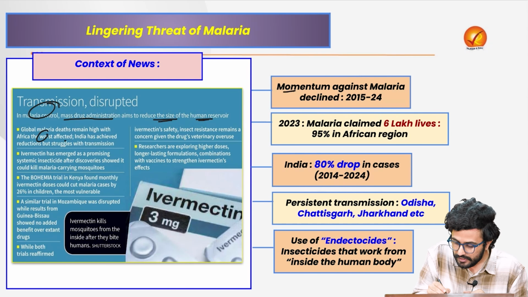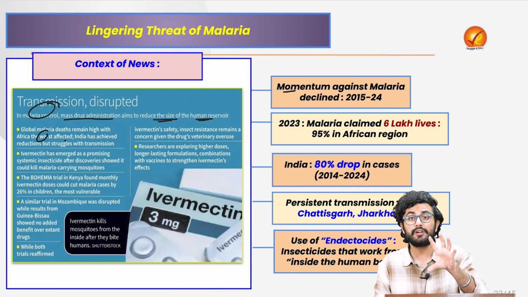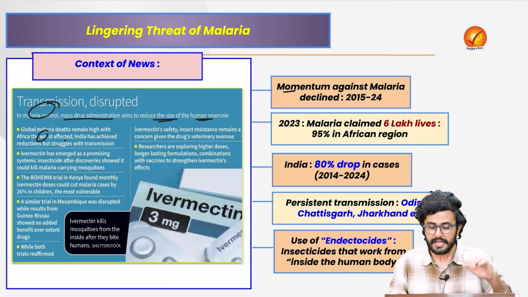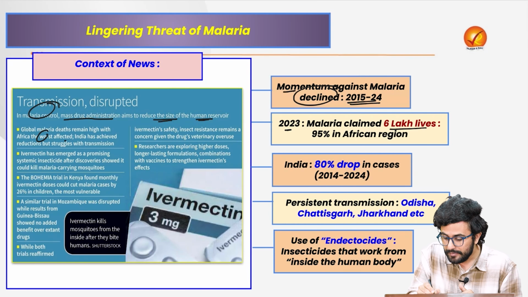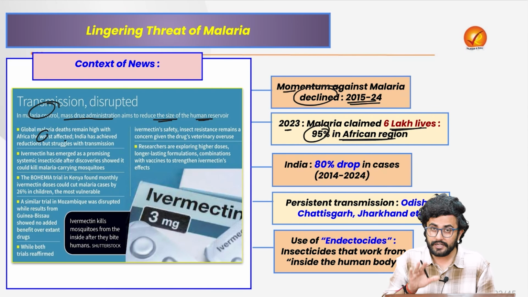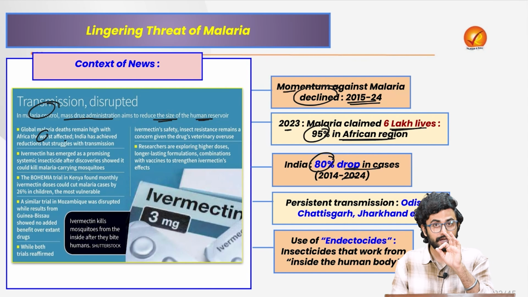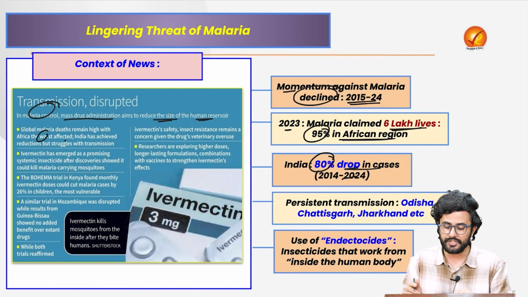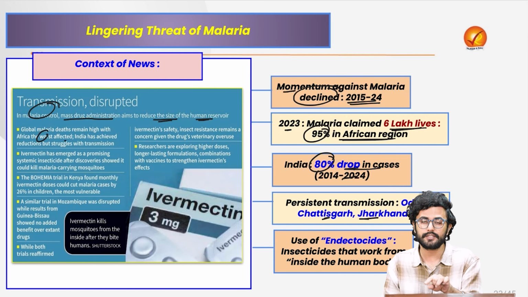For example, if we look at the momentum the world was following as per the World Malaria Report of 2024, it has actually declined over the last decade. In 2023, malaria claimed 6 lakh lives, 95% of which took place in the African region. In our country, yes indeed, we have witnessed an 80% drop in cases, but there exists rampant and persistent transmission in states like Odisha, Chhattisgarh, Jharkhand and several northeastern states.